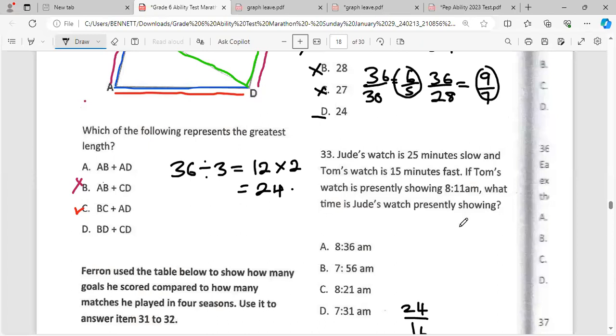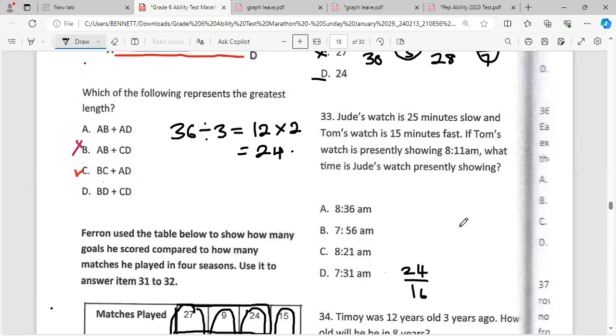All right. Let's look at 33. Jude's watch is 25 minutes slow, and Tom's watch is 15 minutes fast. If Tom's watch is presently showing 8:11, what time is Jude's watch presently showing? I like this one. Take your time on this one, guys. You'd have to go backwards from Tom's time.